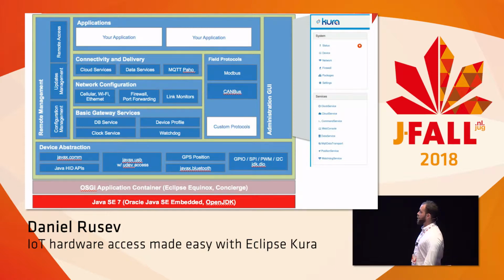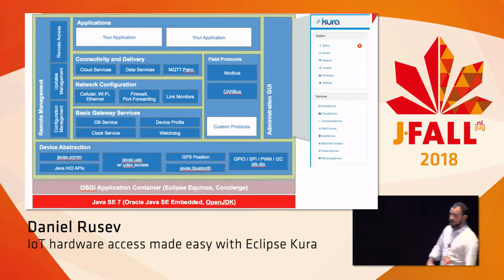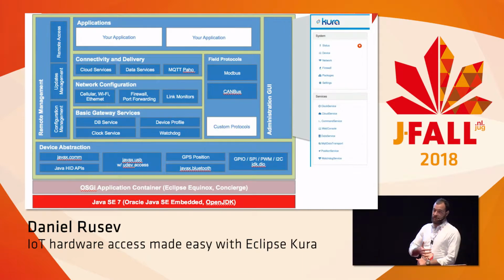Then we start with the OSGi application container, which is a very nice tool that gives you the possibility to manage modules. So you can have bundles which consist of very small modules. They work together, and you deploy them separately from other applications, so they do not interfere with any other part of the system. And then the device abstraction. This is the actual driver that connects to the hardware, so you can access the GPS, the GPIO, and the other serial interfaces.